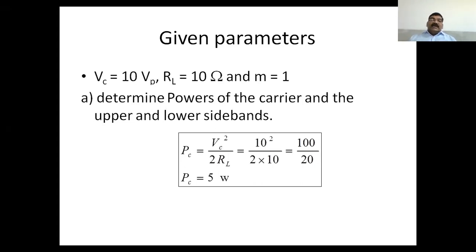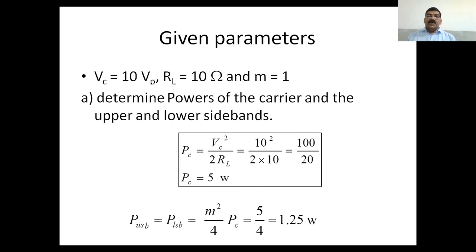Now, can anyone calculate the power in the upper sideband and lower sideband? As we have the formula, both the powers will be identical. Take the formula and give me the power in upper and lower sideband. Anybody remember the formula? I'll show it to you. The power in the upper and lower sideband is equal to m square by 4 into PC. PC we know. M is 1, so 1 by 4. PC is 5, so it is 5 by 4, which is 1.25 watt.